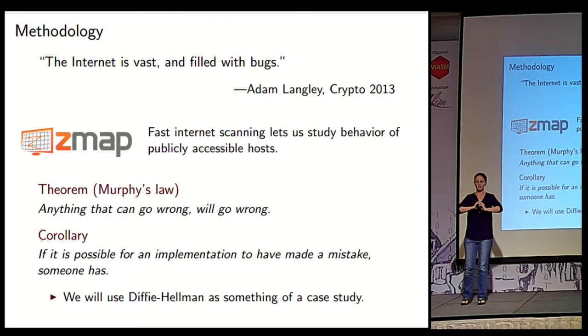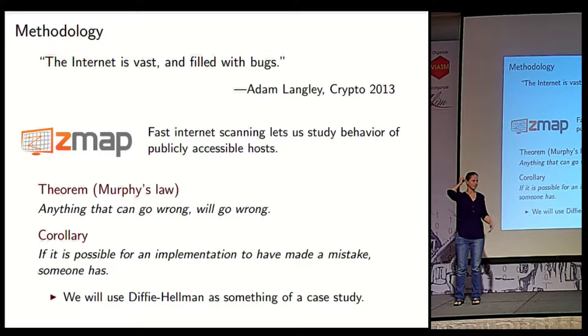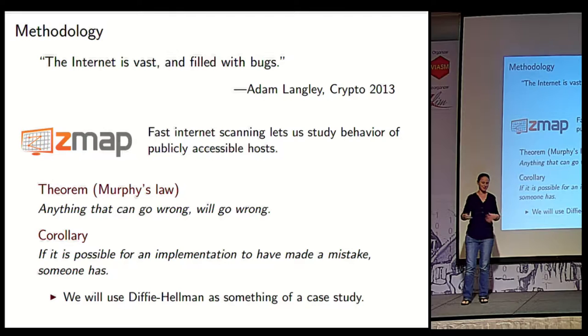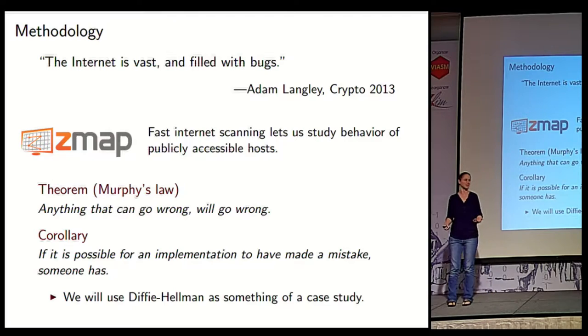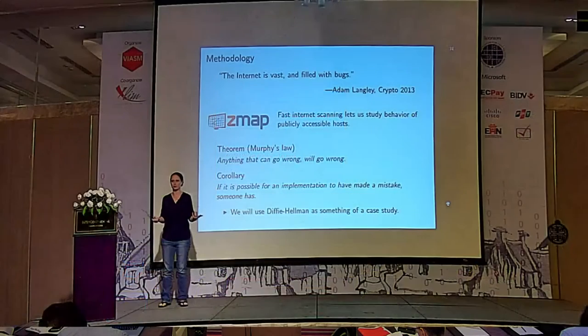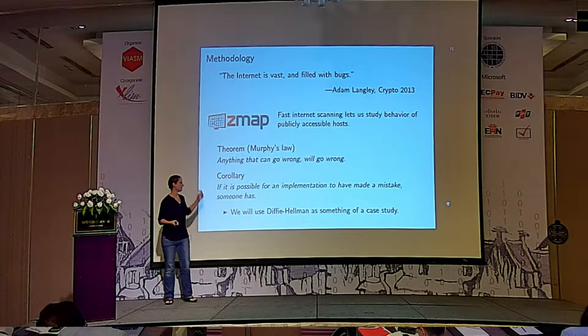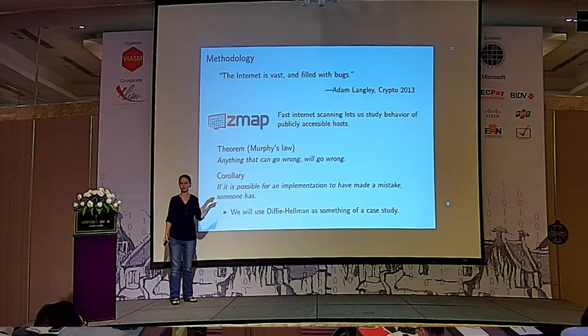So download every cryptographic public key, maybe not secret keys until you compute them. The cipher options, nonces, key exchanges, things like that, and look what happens. If you think of Murphy's Law, anything that can go wrong will go wrong. Well, the cryptographic version of this is if it's possible for an implementation to have made a mistake, someone on the internet has done it.